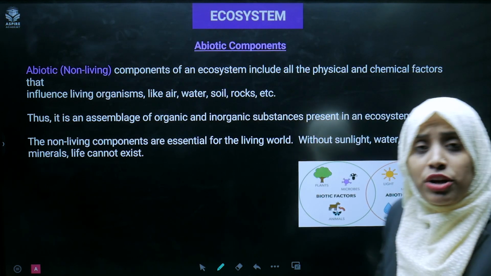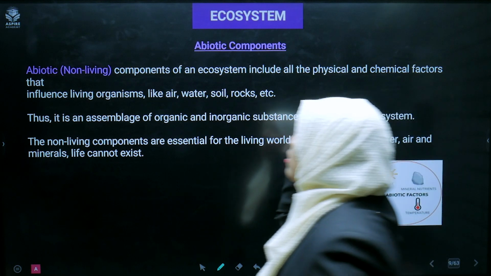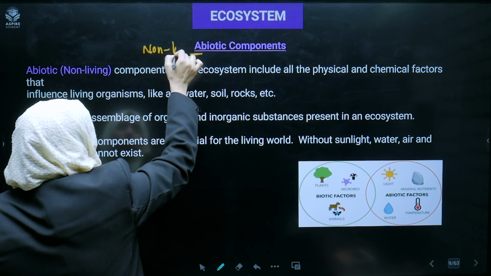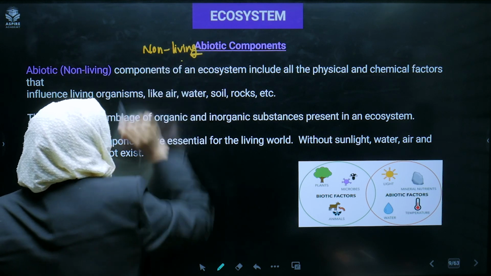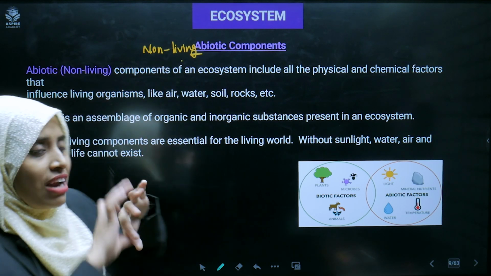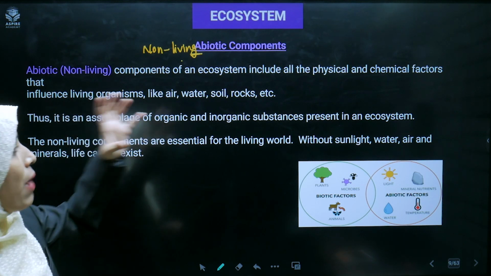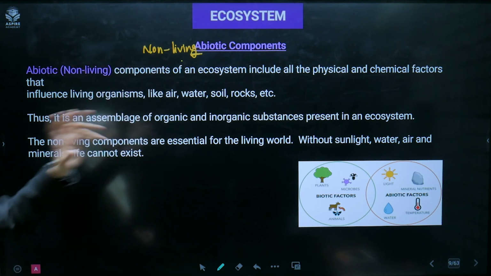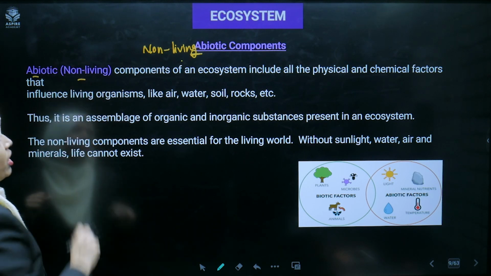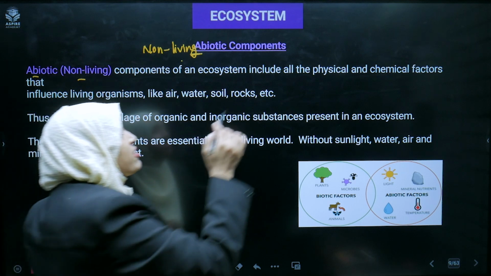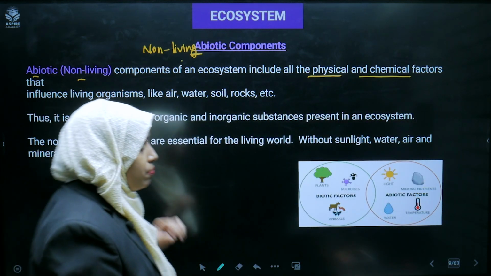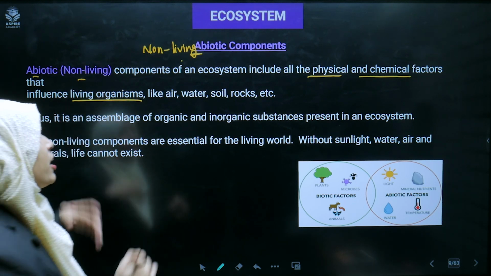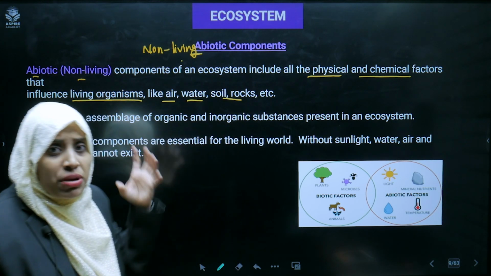Now comes abiotic component. What does the term abiotic represent? Abiotic, that means non-living component. They are the non-living component of the ecosystem. So since we know the structure of ecosystem is formed by the biotic and the abiotic component, and since we are studying about the abiotic component, that means the non-living component. So abiotic non-living है, और इसमें क्या include होगा, all the physical and chemical factors that influence the living organism, and that physical and chemical can be air, water, soil, rocks, temperature, humidity.